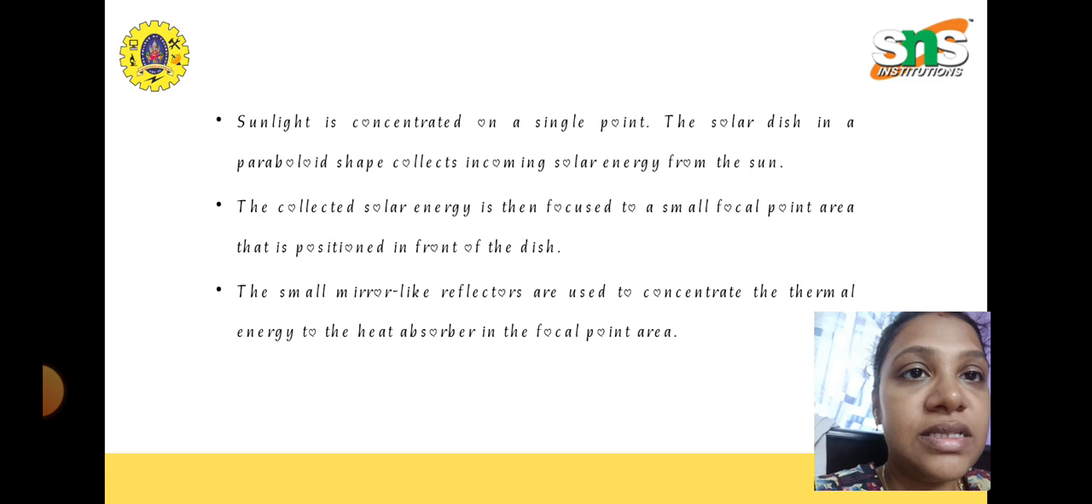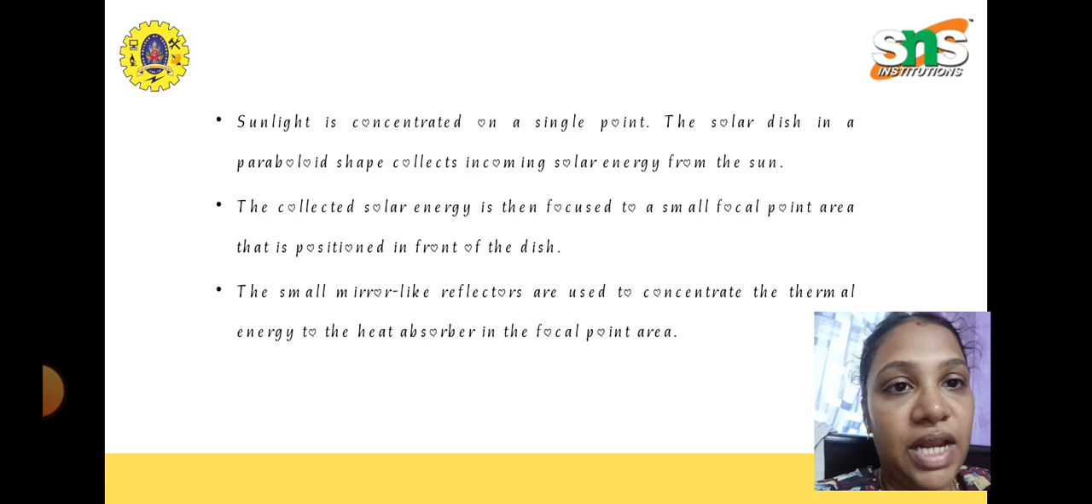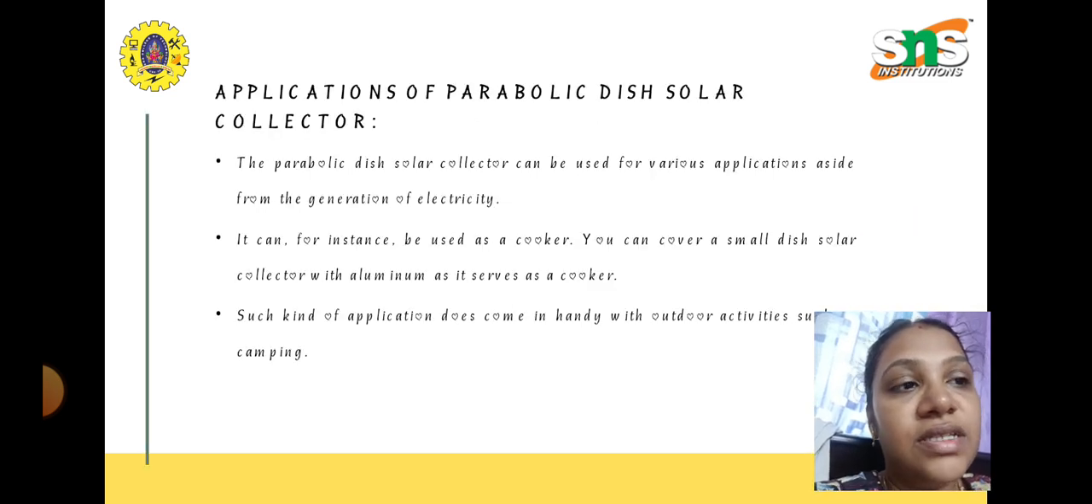First, the sunlight is concentrated on a single point. The solar dish, in a paraboloid shape, collects the incoming solar energy from the sun. After the solar energy is collected, it is focused to a small focal point area positioned in front of the dish itself. Small mirror like reflectors are used to concentrate the thermal energy onto the heat absorber in the focal point area. This is how the overall parabolic dish works.